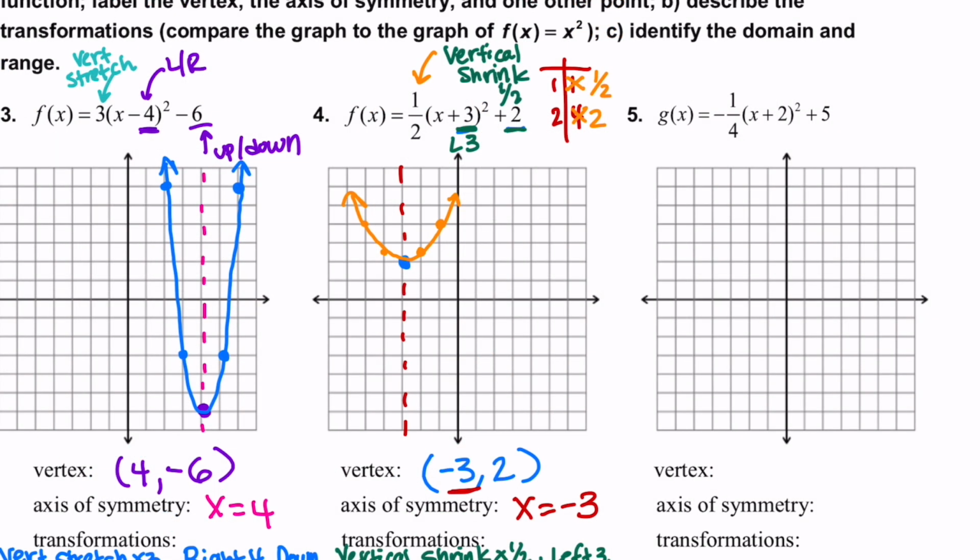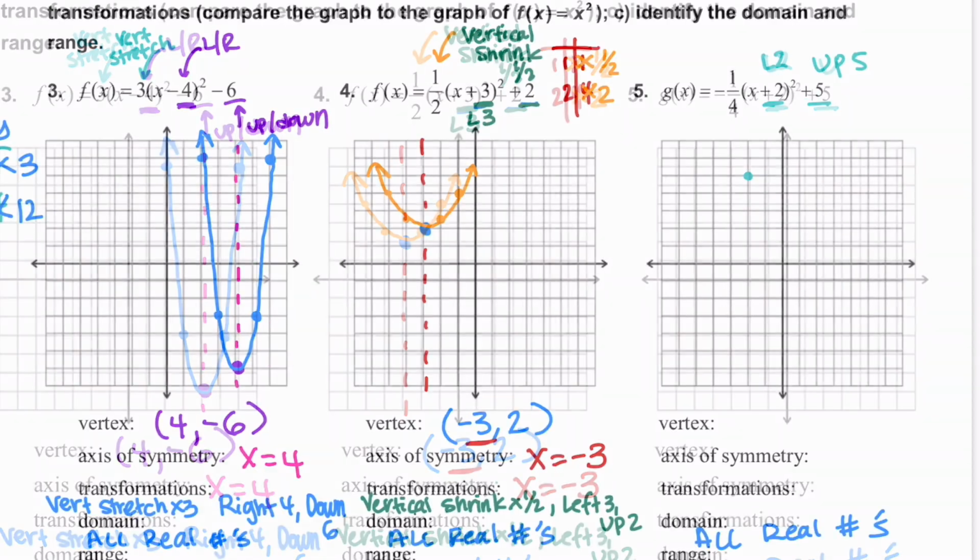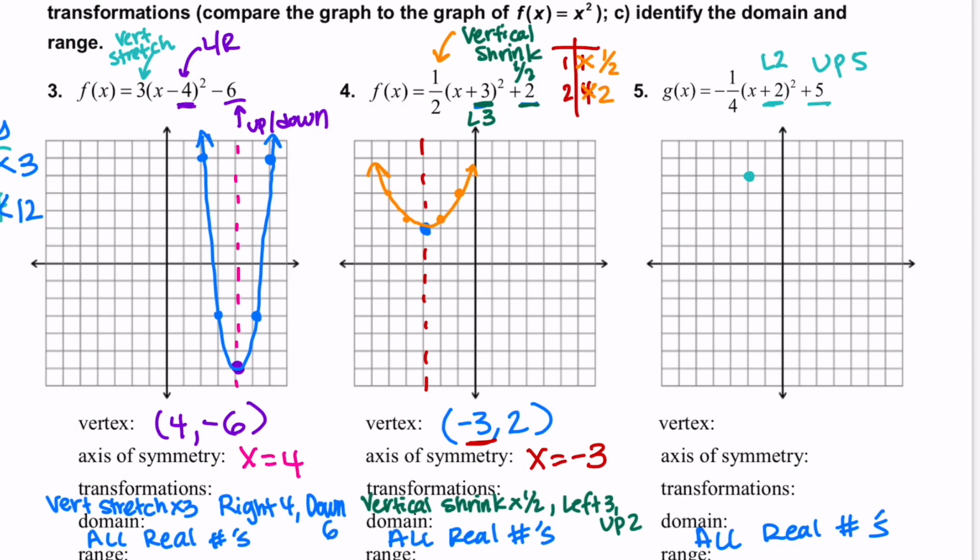We have our vertex. We're going to start by that +2. It's in parentheses. It's going to do the opposite of what you think it's going to do. That +2 is going to go left 2 and then up 5. Put our point, left 2, up 5. And then our axis of symmetry is always on top of the vertex. So we just put in dotted lines there.